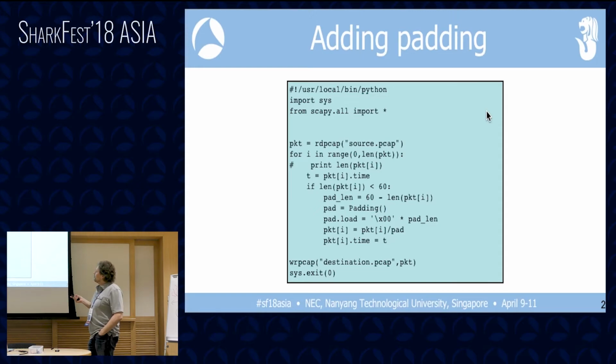So if the packet length is less than 60, then I need some padding. So I add the padding that's needed. I create a pad. I read the pad length that I need. I create padding, and the pad payload is 0 times the pad length. And then my packet will be the original packet plus the padding. I correct the time to the time that was in the file before, and I write it out to a pcap file, and that's it. It's pretty easy. If you know a little bit of scripting, then this can be done pretty easily.